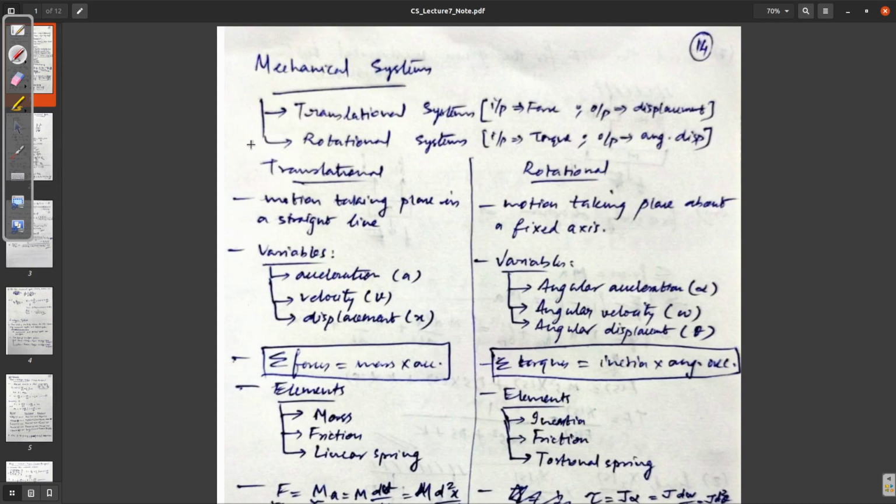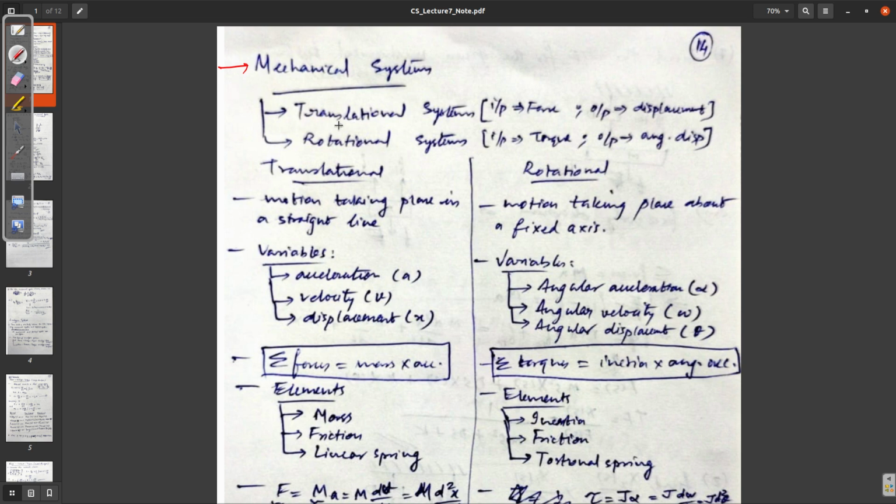Hello class, welcome to the next lecture on control systems. Today we'll be talking about mechanical systems and how you can find the transfer function, and later we'll see how you can convert them into electrical systems. Okay, so first of all, mechanical systems, what are they? They are basically an interconnection of mechanical physical items like springs, dampers, masses, torques, things like that.